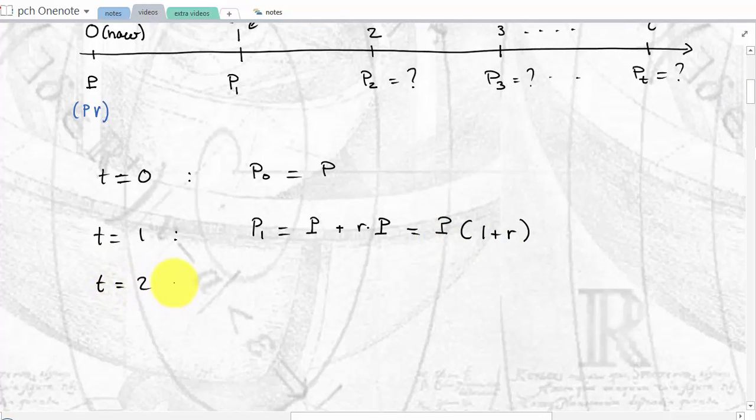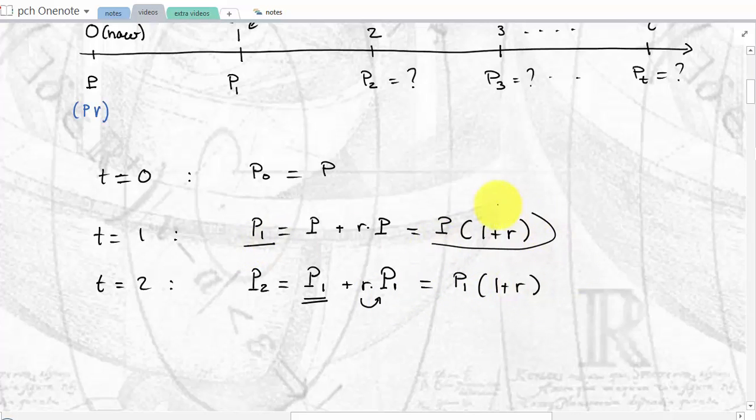What's going on at the end of the second year? What's going on at P2? Well, you will take the value of your investment at the end of the first year and you will add interest on the value of your investment at the end of the first year. It's compounded, right? So it's P1 plus R times P1. The interest is computed on P1, right? So what is that? Factor P1 and you have P1 times 1 plus r. But what was p1? P1 is p times 1 plus r. So if you substitute that in there, you will have p times 1 plus r times 1 plus r. So what is it? It's p times 1 plus r squared.